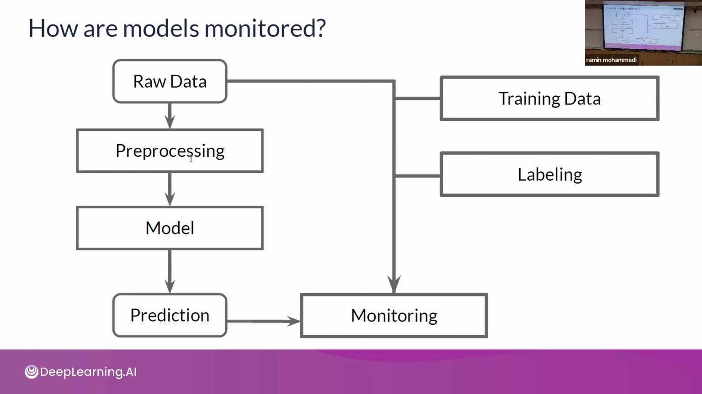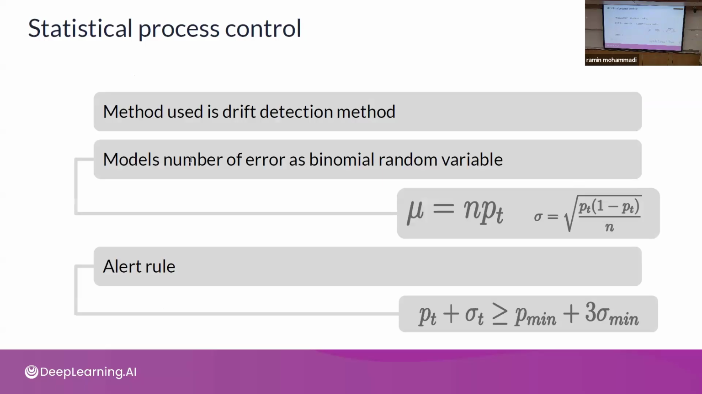Now, when it comes to monitoring and alert creation, how should I create an alert, and what methods should I use for that? One of the common ones is statistical process control.